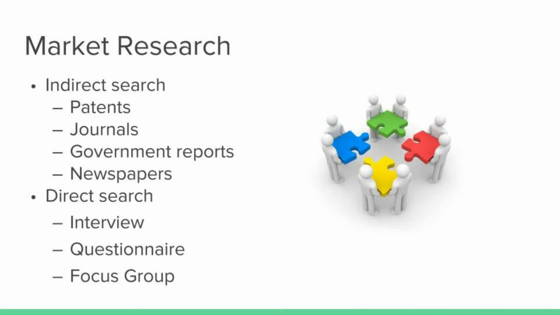You can also look at journals. Most of them are online these days, but these are where people have done research and they're publishing their information, and it's reviewed by their peers. So it's supposed to be valid and all that kind of stuff. So it's really good to look at journals. I think that's a good resource. You could also look at government reports, newspapers, that kind of stuff. Textbooks, print materials, that's all indirect research to get information about your customers and what their needs are.